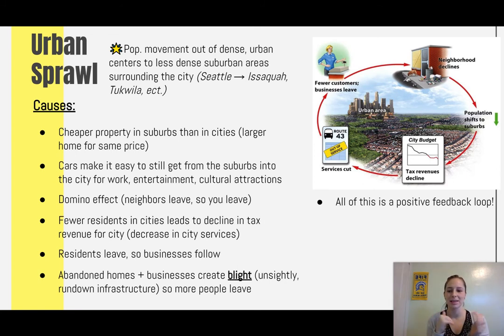They're kind of these unsightly, rundown infrastructure areas. And then even more people are going to leave. So this is all a positive feedback loop because the stimulus is continuing to be amplified, and ultimately it leads to more and more urban sprawl. So we are going to see that. We might not be seeing it totally.